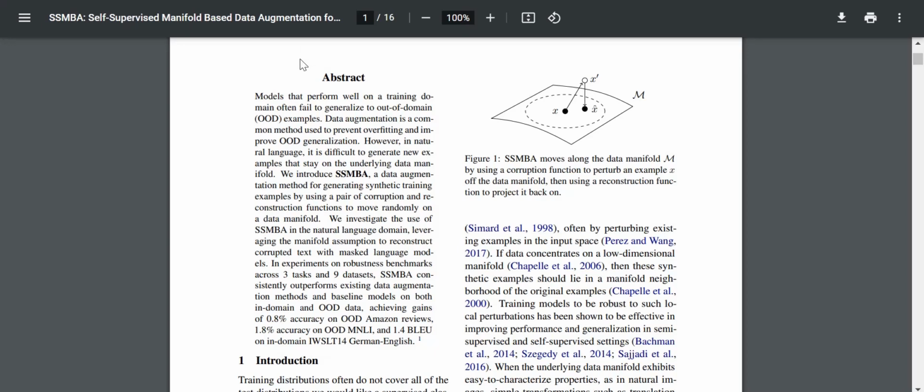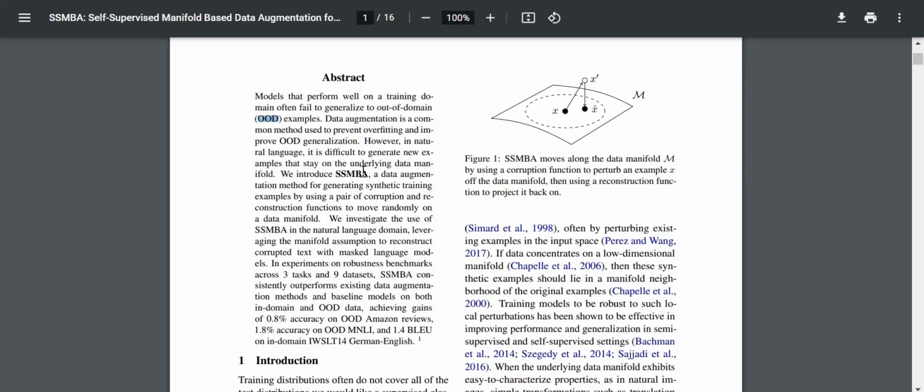Models that perform well on the training domain often fail to generalize to out-of-domain examples. Data augmentation is a common method used to prevent overfitting and improve out-of-domain generalization. So by out-of-domain, this includes things like words which were not present in the training sample, so the words which it failed to see in its training duration. However, in natural language, it is difficult to generate new examples that stay on the underlying data manifold.